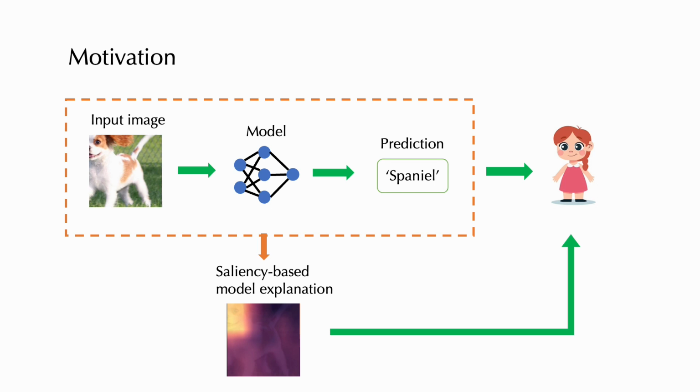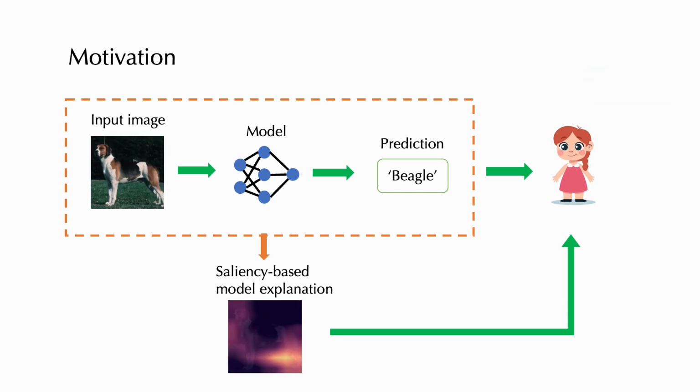These visual explanations have been deployed and their effectiveness studied across a diverse set of human-AI collaboration tasks. For example, in this scenario, the saliency map seems to capture the head of the dog, which makes the girl think the model pays attention to important features for recognizing the species of a dog. Thus, she accepts the model's prediction as spaniel, which is also the correct species of the dog.